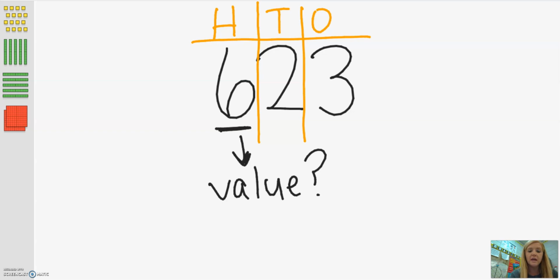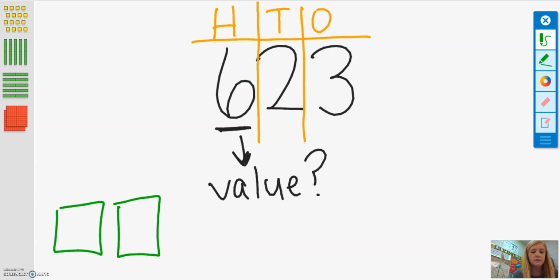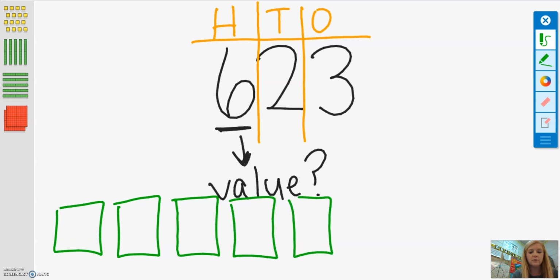Now, go ahead and if you want to draw your hundreds blocks, you can. Remember our little hint, our little trick. If we're going to draw our hundreds blocks and we don't have blocks like I do right here, you just draw your squares. 6 squares are going to represent your hundreds. So there are 6 hundreds, so it's going to look like this. 1, 2, 3, 4, 5, and 6.